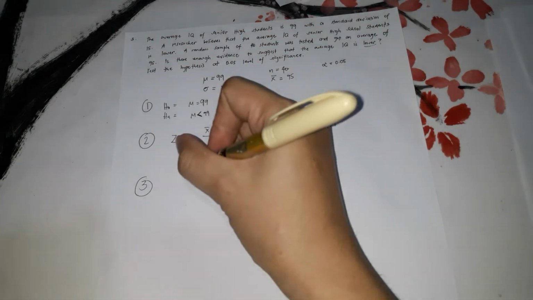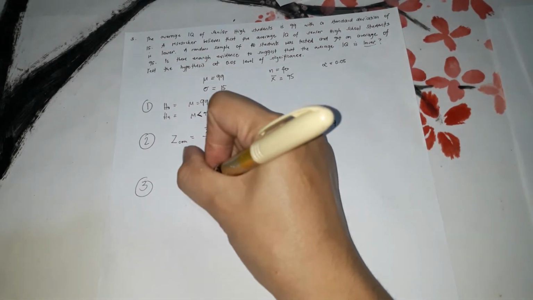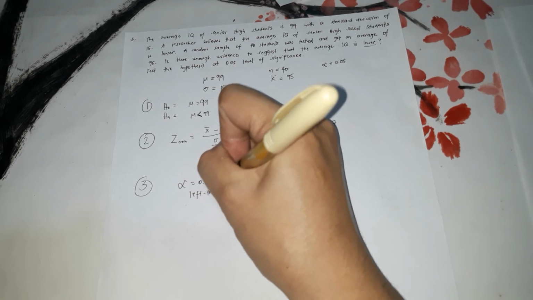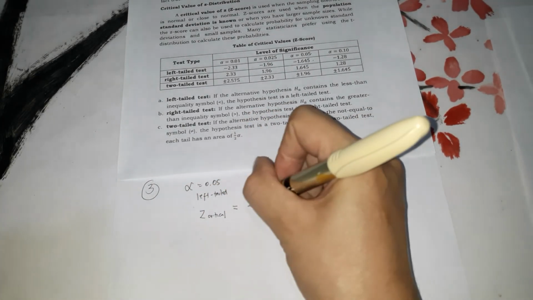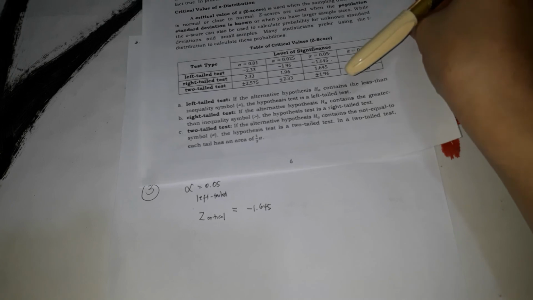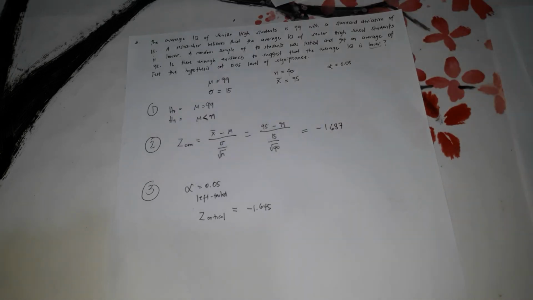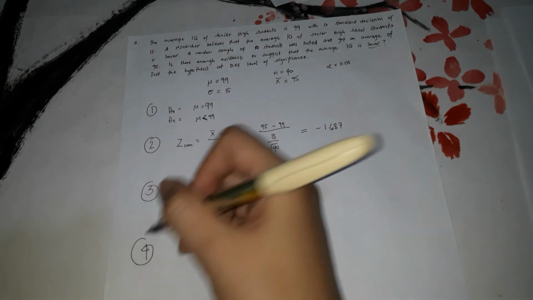So, number 3. Alpha is 0.05 and it's left-tailed. Left-tailed siya kasi less than. So based on our table, alpha is 0.05 left-tailed, so negative. So z critical is negative 1.645.